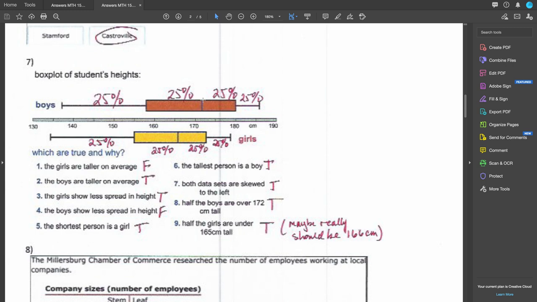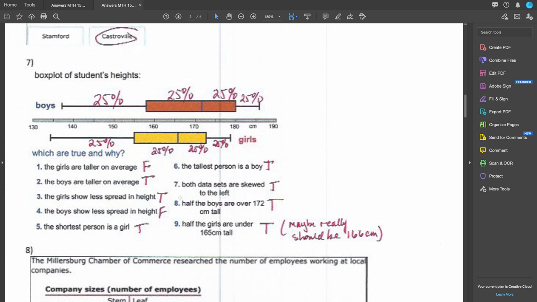Half the boys are over 172 centimeters tall. Assuming this is 172, half is 25% and 25%, so yes, 50% are above it. And half the girls are under 165. This is really like 166 or 167, but if we round it off to 165 and look there, yes, we have about half the scores underneath that as well.